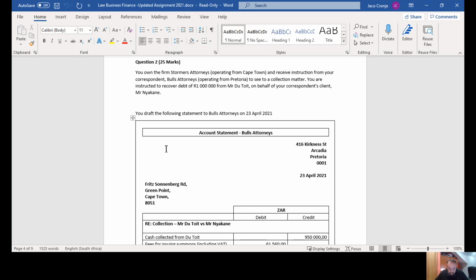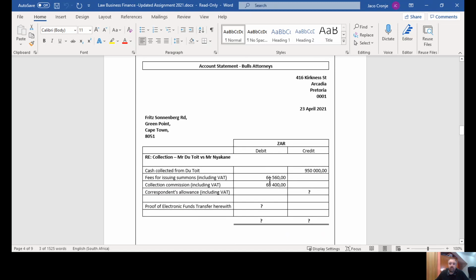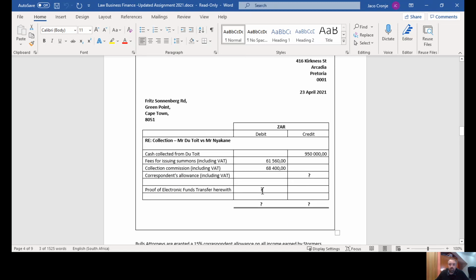Okay, now in this case, where there's transactions that don't have specific dates with them or next to them, except that that transaction happened on the 23rd of April. So if the question doesn't give a specific date, then assume it happened on the 23rd of April. So first, we've got to go and work out these question marks.